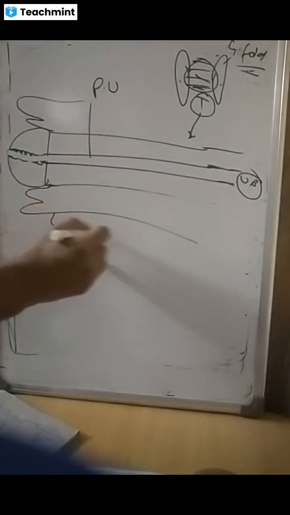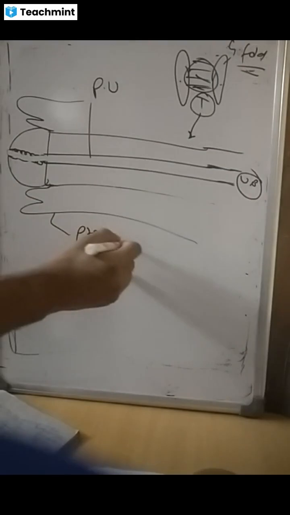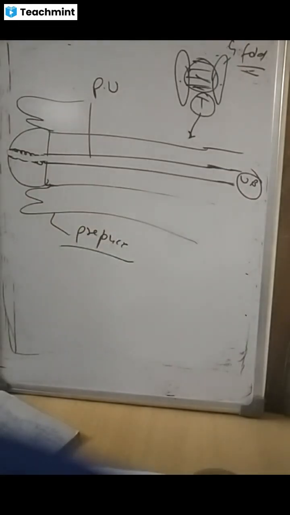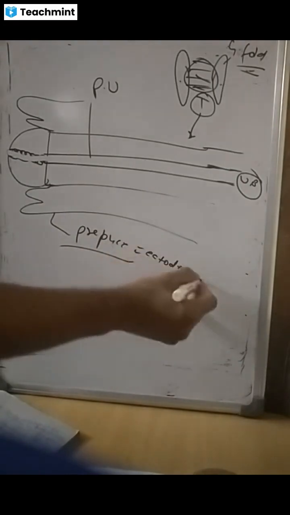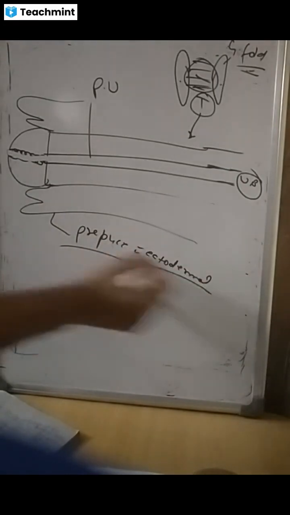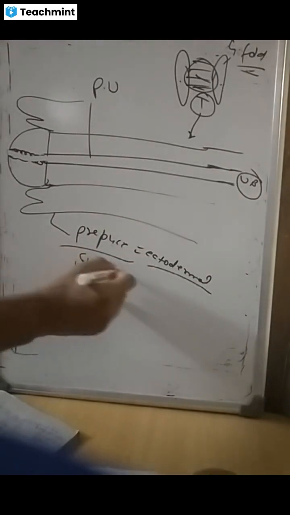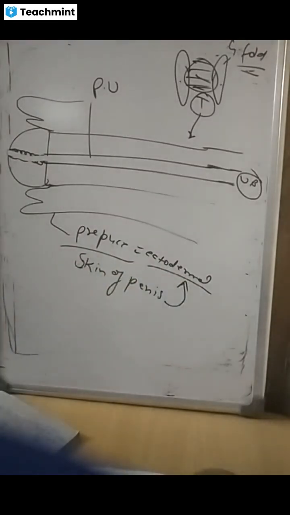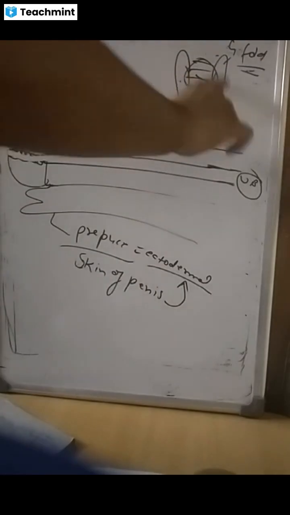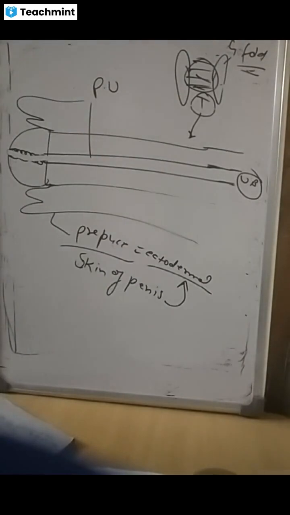this is the prepuce, which is also of ectodermal origin. And skin is ectodermal. So this is the story of urethra in the male.